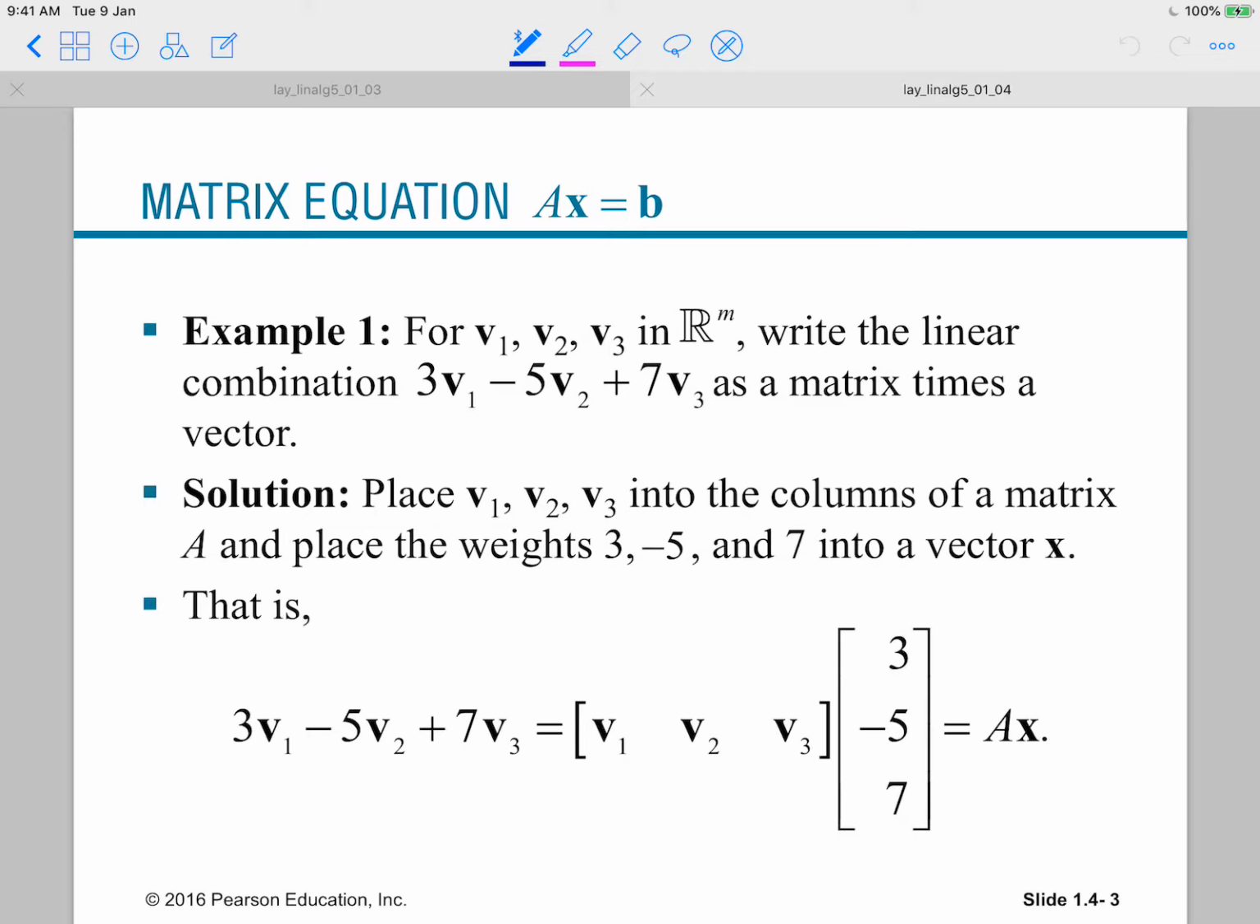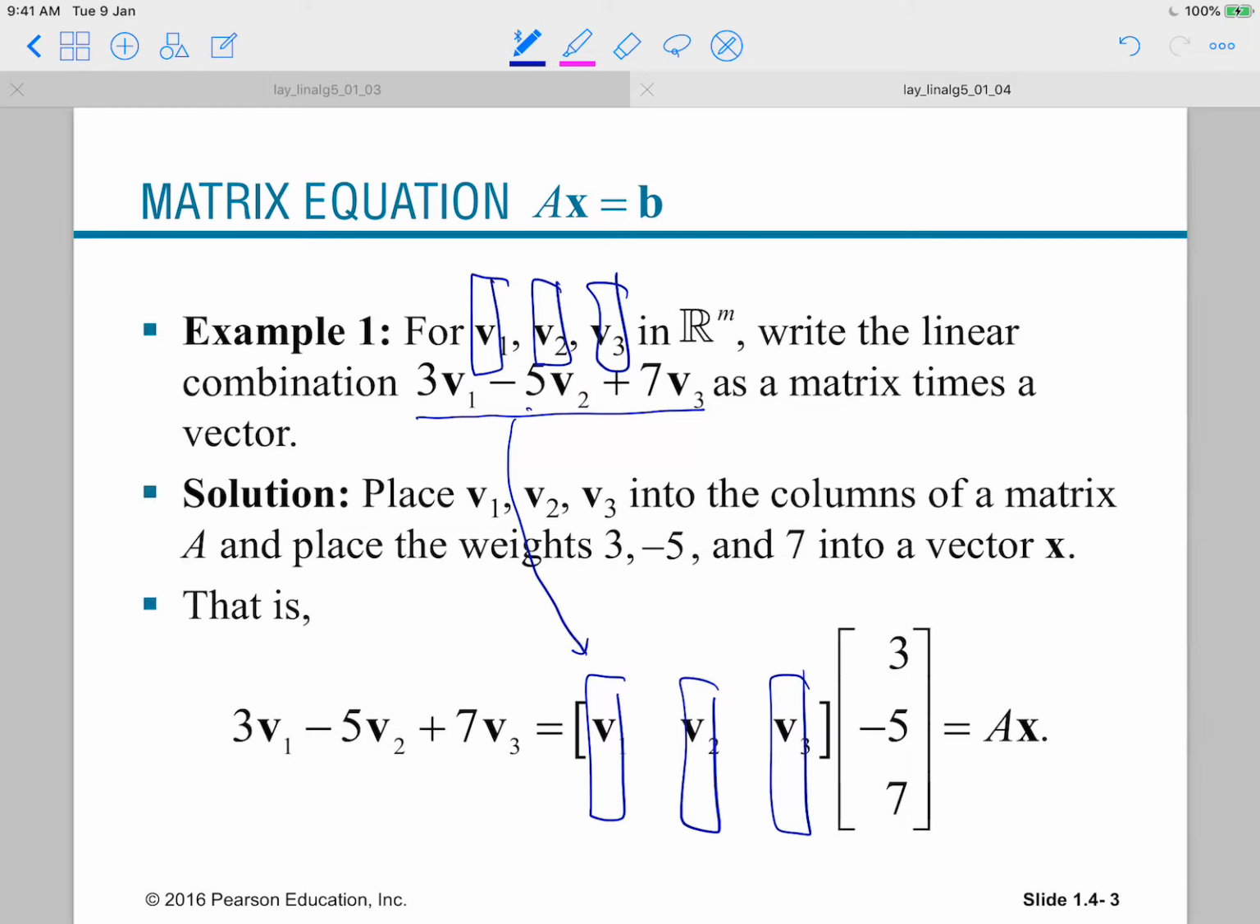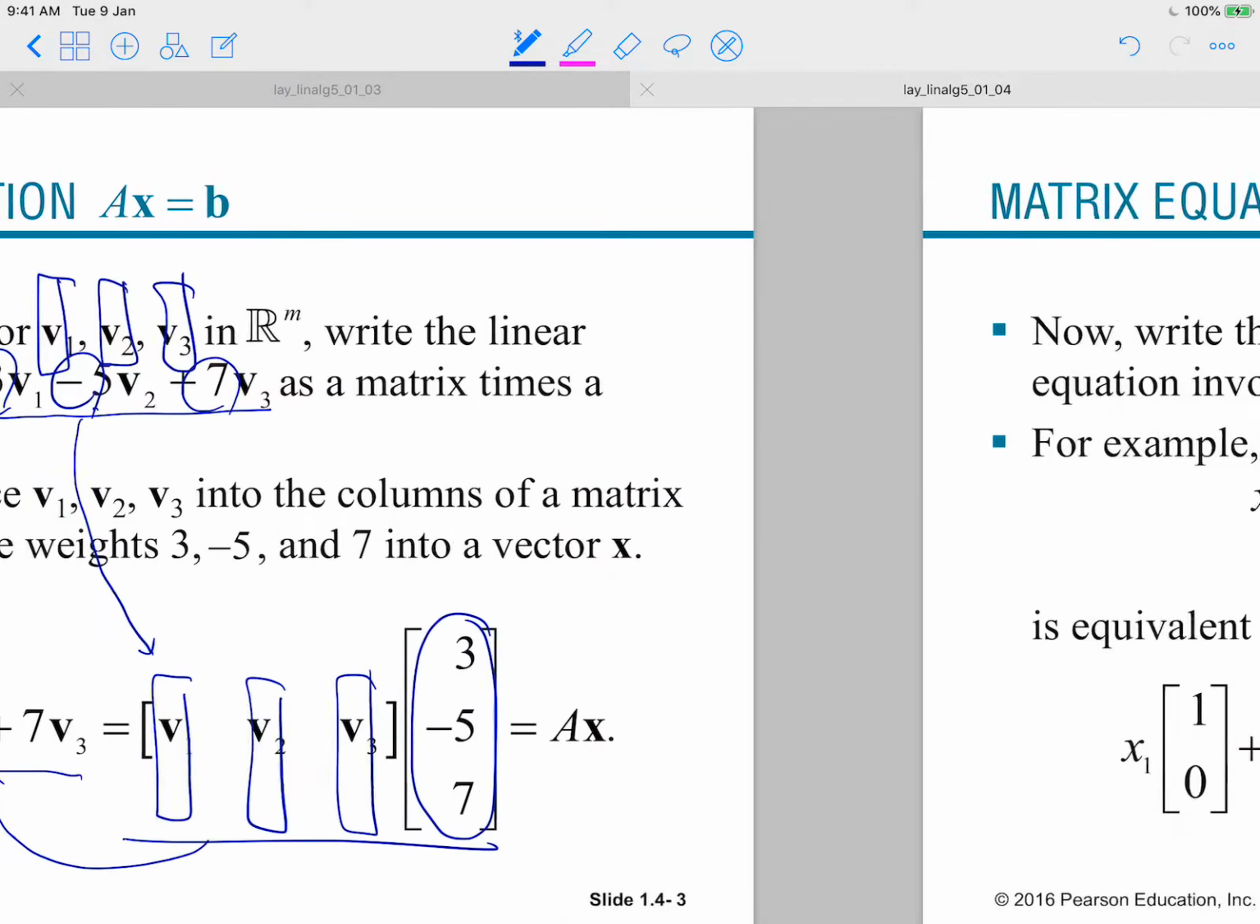Then let's look at this example. Suppose we have v1, v2, and v3, and consider this linear combination coefficient, and then this linear combination representation. Then we know that this can be rewritten as having this matrix on the left by collecting all these column vectors, and with 3 and negative 5 and 7, we form this column vector, okay? And if we multiply that on the right, this representation is the same as this, okay?